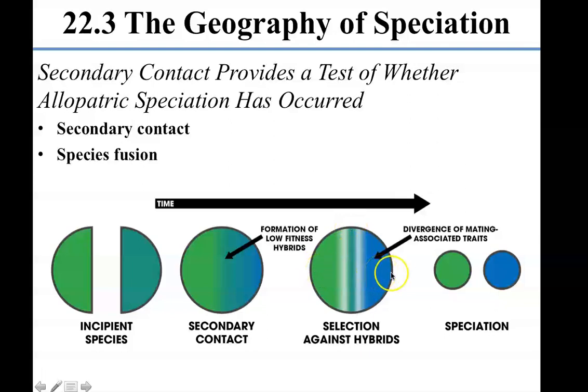In this example, secondary contact did not lead to species fusion because the hybrids were selected against, so the greens remain green and the blues remain blue, and we have two new species that are the result initially of geographic isolation. Allopatric speciation splits the population into two because of geography, and then we get some postzygotic isolating mechanisms following secondary contact. That leads to these two populations remaining distinct and ultimately becoming two species.